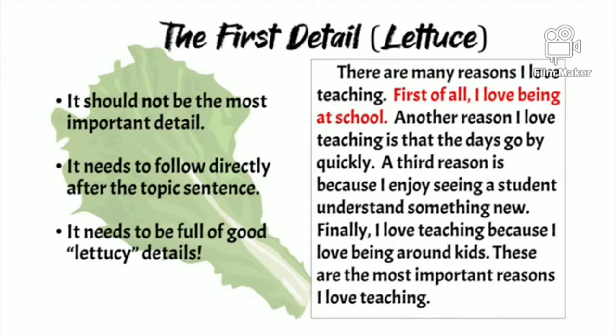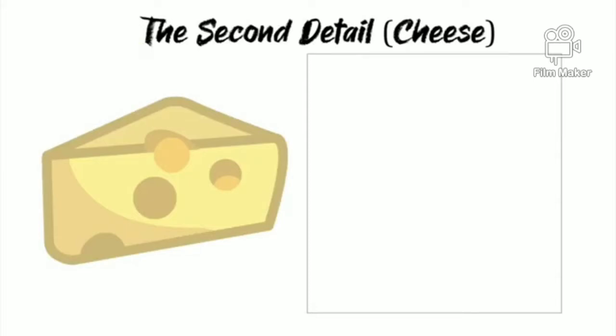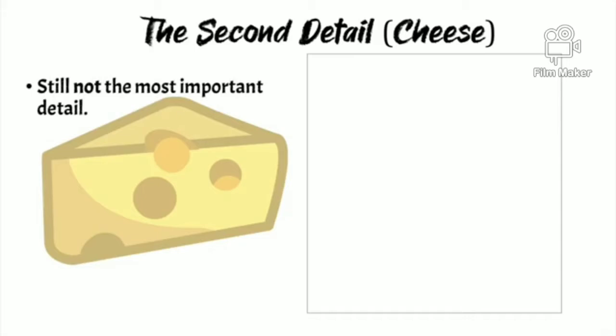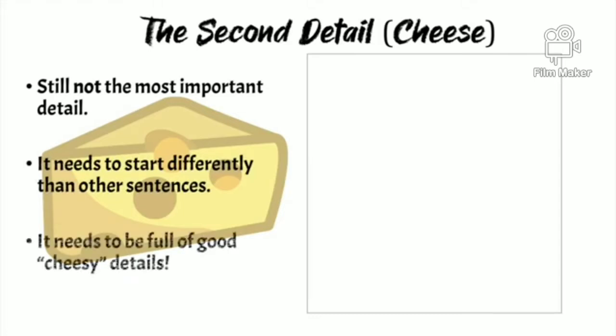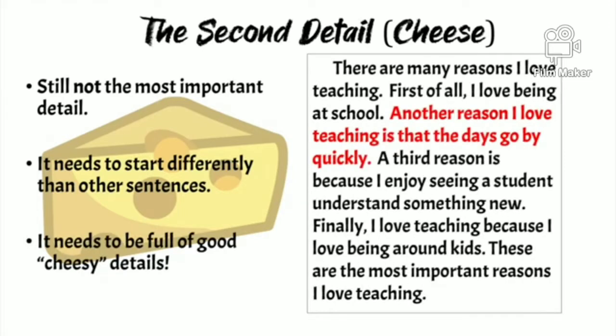So let's look at the other detail. Well, the second detail is the cheese. Still not the most important detail. It needs to start differently than other sentences. It needs to be full of good, cheesy details. Yes. Another reason I love teaching is that the days go by quickly. So here we used another reason.